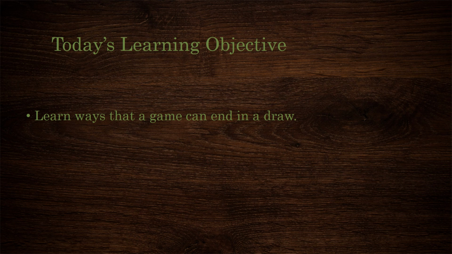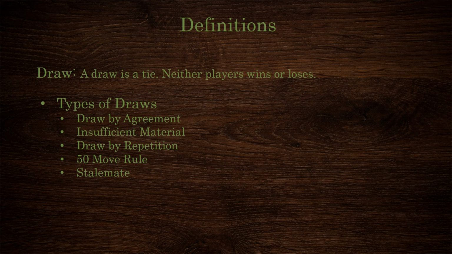Today's learning objective is to learn ways that a game can end in a draw. We learned in our last lesson that checkmate was one of the ways that a chess game can end. Another way a chess game can end is a draw. With checkmate, one player wins and one player loses. With a draw, it's a tie. Neither player wins or loses. So there's a few different types of draws we're going to illustrate today. One is a draw by agreement. One is insufficient material. The other is draw by repetition. There's the 50 move rule, and then there's stalemate.